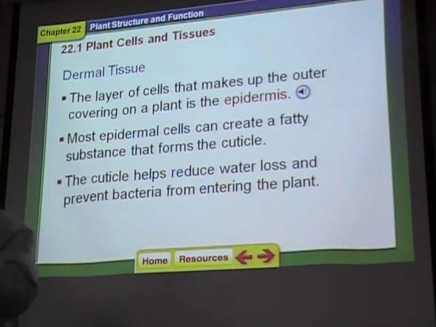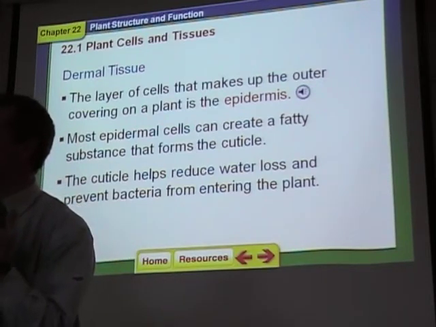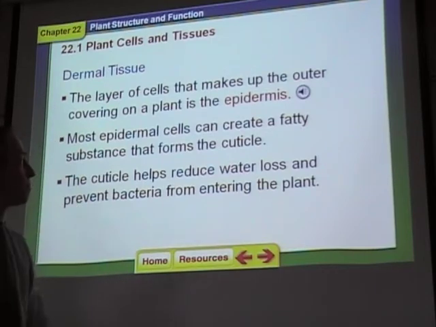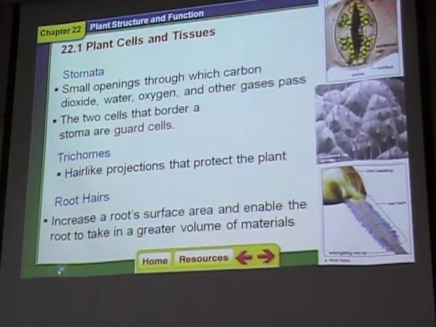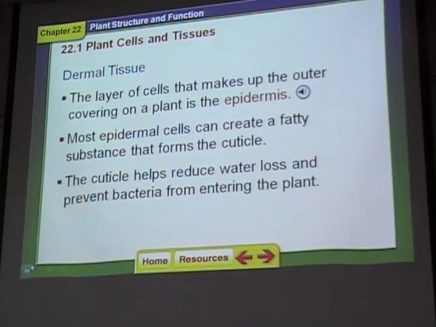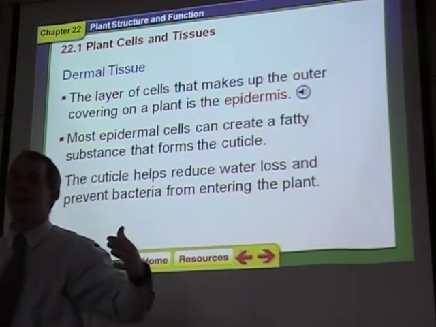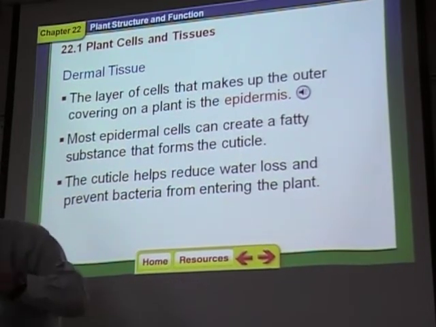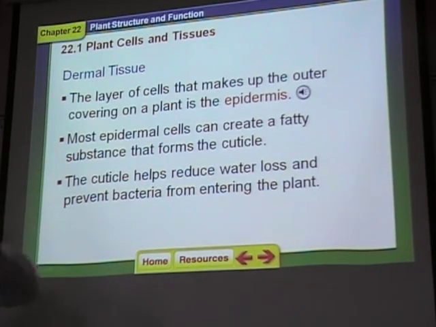Well, what we're talking about is dermal tissue. Dermal tissue is tissue on the surface. If we take a look at surface tissue of cells, we've already studied a little bit the surface tissue. For one thing, we have the cuticle. The cuticle is a waxy layer that the surface cells, the dermal tissue, lays down, which is a waxy covering, so water stays inside the plant. It's to keep water in.